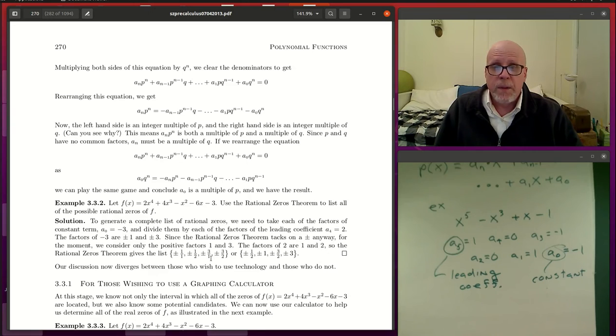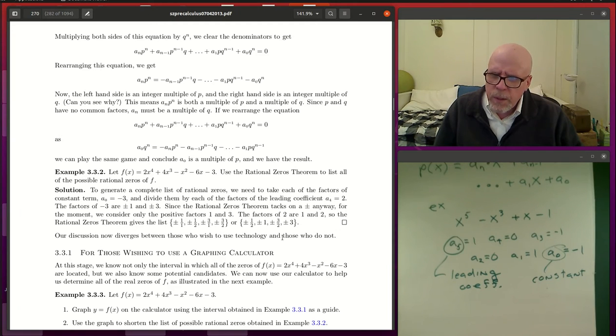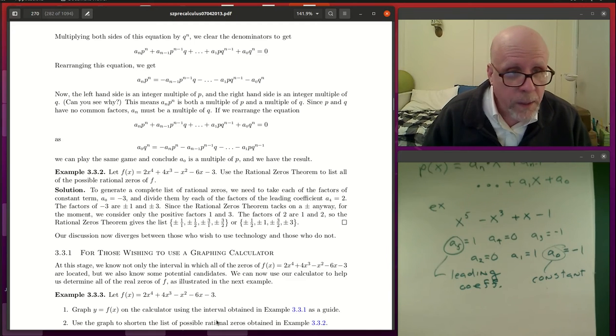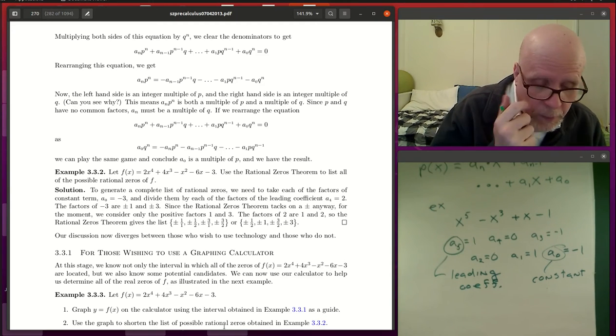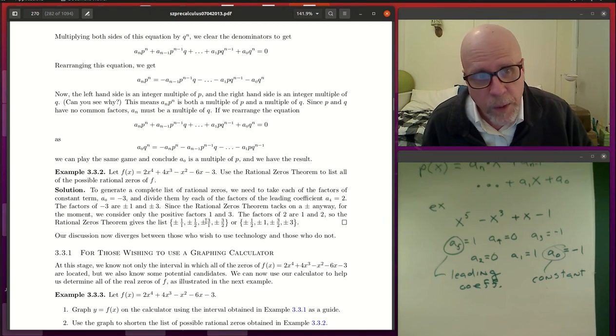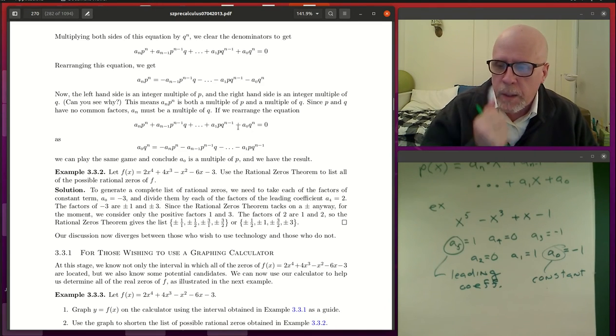Said that wrong. The denominator consists of factors of the leading coefficient, and the numerator consists of factors of the constant term. Cool. For those wishing to use a graphing calculator, well, I normally like to take that approach. Use a graphing calculator. Use the technology if you've got it. I already did some examples of doing that in class.